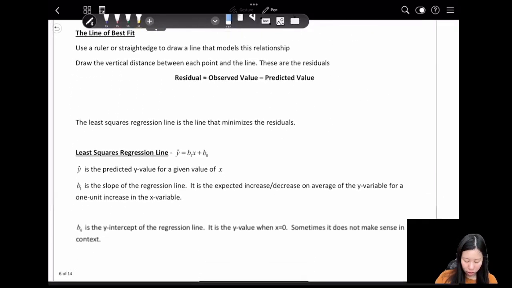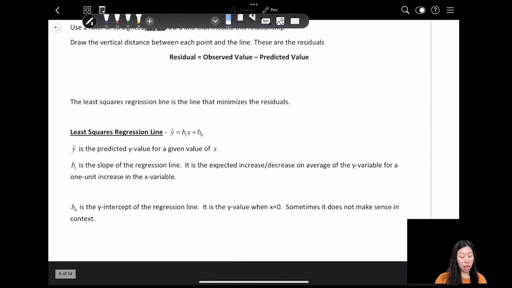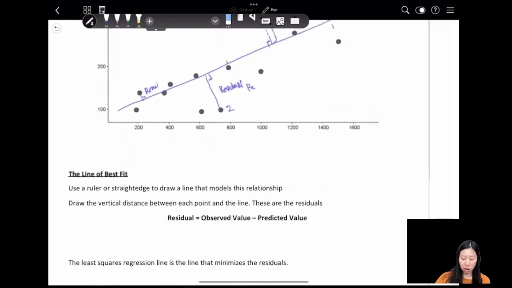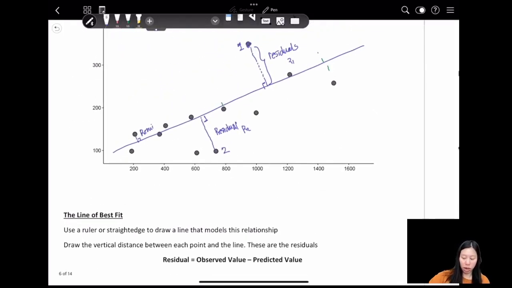So the least squares regression line. The line that we found, the purple line, is our regression line, which is y hat equals b1 x plus b sub 0. This b1 is the slope, b sub 0 is the intercept. You should have learned this from pre-calculus and maybe Math 1970 intermediate algebra.